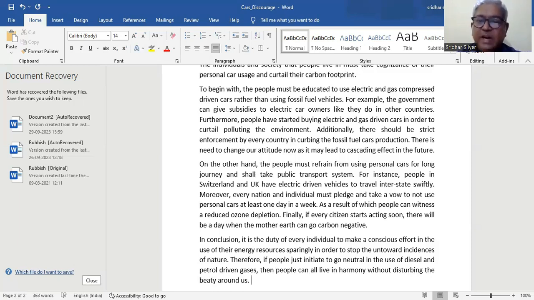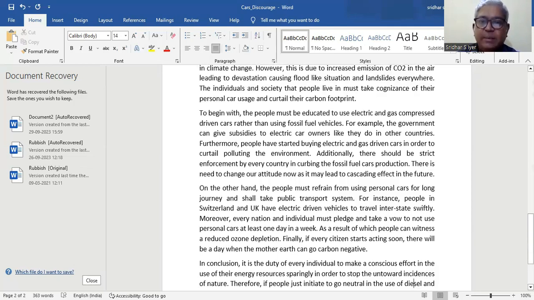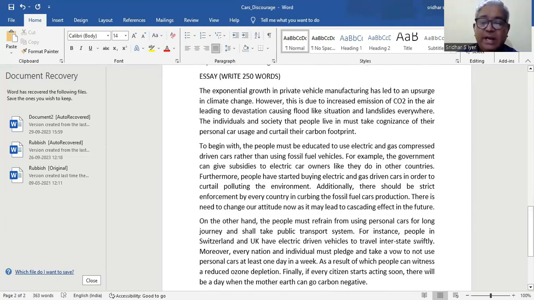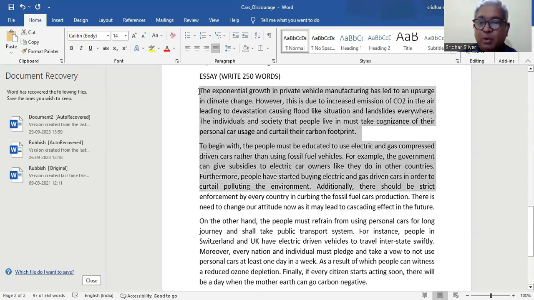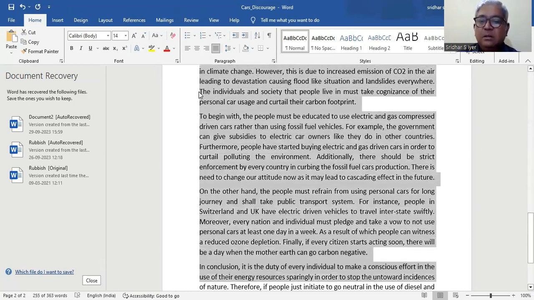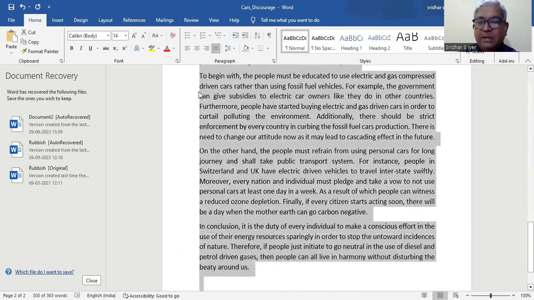Okay, so if you write in this way, I'm sure you will get an 8 band. If not 8 band, at least 7.5, because I've seen people getting 7.5 and 8 or 8.5 on the writing more often than before, because if you use rich vocabulary, rich lexical resources, then it is possible.